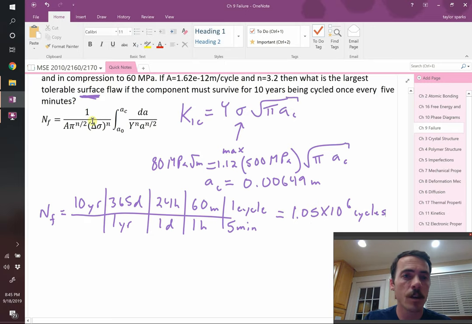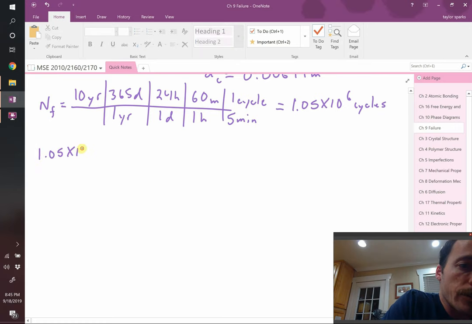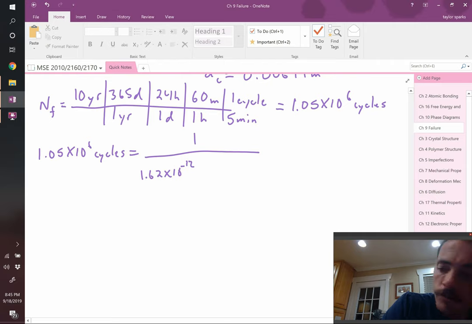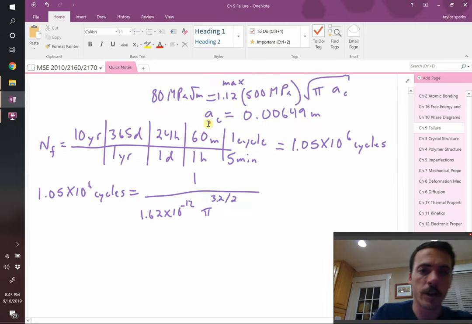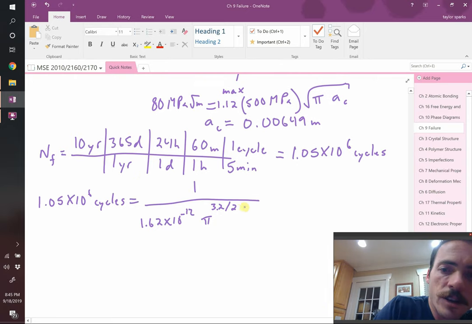Okay? So now we can go ahead and plug this into our crack growth equation. Okay? Let's do that. 1.05 times 10 to the 6th cycles has to be equal to 1 divided by 1.62 times 10 to the negative 12th times pi, and that's raised to the 3.2 divided by 2, right, because that was pi to the n over 2, excuse me, and n is 3.2, multiplied by our range and stress, which is going to be 500 megapascals, to the 3.2.